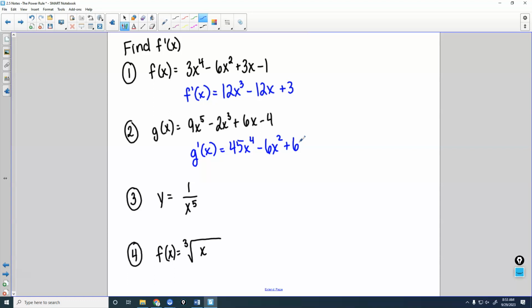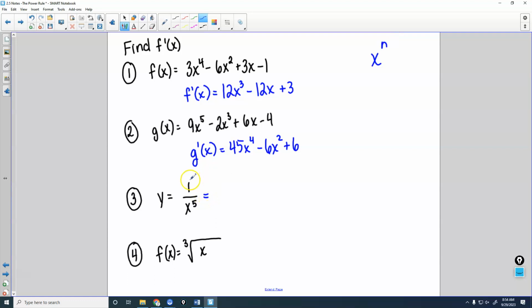It is not 0. It is not 1/5. It is not 1 over 5x to the 4th. So for us to apply the power rule, we have to have it in the form of x to the n power. It can't be in the bottom of a fraction. But we could rewrite this, right?